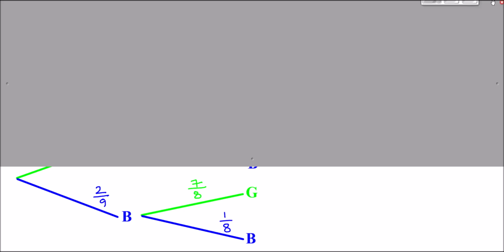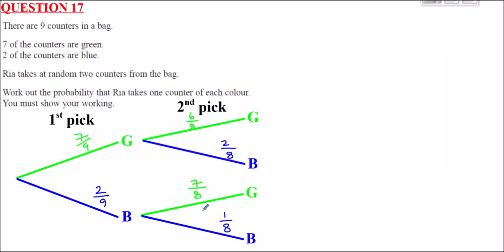So that's the tree diagram fully set up. And as a double check, what we need to be sure of is that each pair of branches adds up to 1. 7/9 plus 2/9 is 9/9, which is a whole 1. Good. Same here and same there. So it works fine. So now we can actually answer the question.